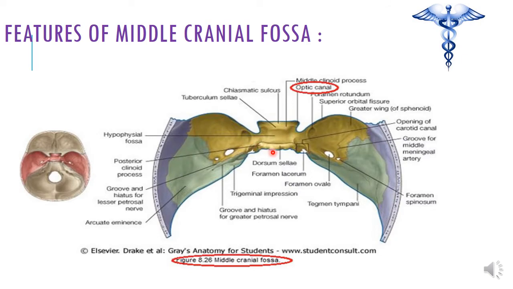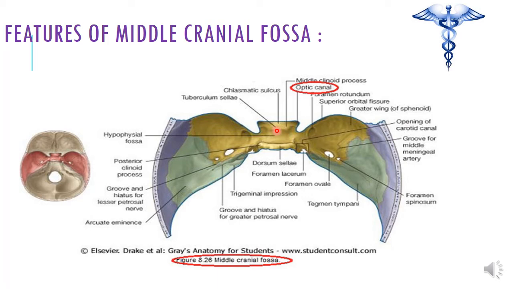Here are some features of the middle cranial fossa. Here you can see in front of the body of sphenoid is the chiasmatic sulcus, right? And behind the chiasmatic sulcus is the tuberculum sellae, right? Now behind this tuberculum sellae is the sella turcica. And the most important thing about sella turcica is that it lodges the pituitary gland, right? It houses the pituitary gland.